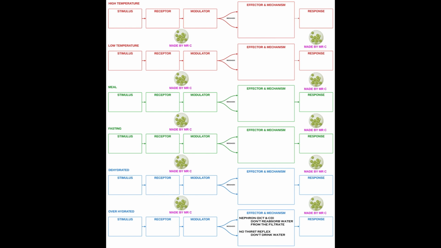It's detected by an osmoreceptor in the hypothalamus. The modulator is the hypothalamus, and it tells the posterior pituitary to stop making ADH. So the nephron, in particular the distal convoluted tubule and the collecting duct, are told to stop reabsorbing water from the filtrate. The neural message is to stop the thirst reflex, and therefore you don't feel like drinking. So the overall response is a decrease in the amount of water in the blood. And this directly opposes the original stimulus, and so this is an example of negative feedback.